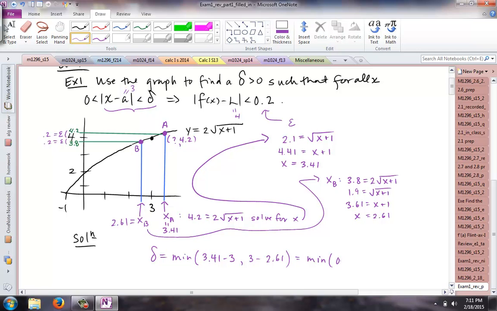So we already did the subtraction for the first one because that was easy, 0.41, and 3 minus 2.61 is 0.39. So what is our delta? 0.39. Good. So delta is equal to 0.39, and we're done. So that got kind of messy. Sorry about that, but any questions?